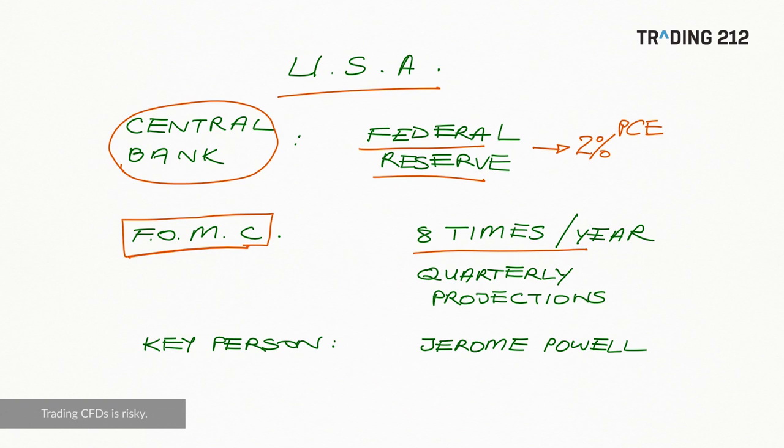Now, the FOMC meetings are two-day meetings. They usually begin on a Tuesday and end on a Wednesday. And they're usually held in January, March, May, June, July, September, late October or early November, and December. And the announcement is usually made on the Wednesday at 2 p.m. Eastern Standard Time. That's usually 7 p.m. UK time. And 4 times a year, they make these quarterly projections in the March, June, September, and December meetings.